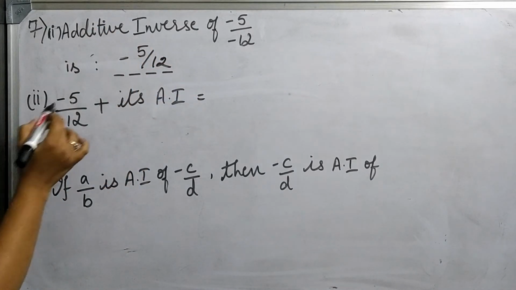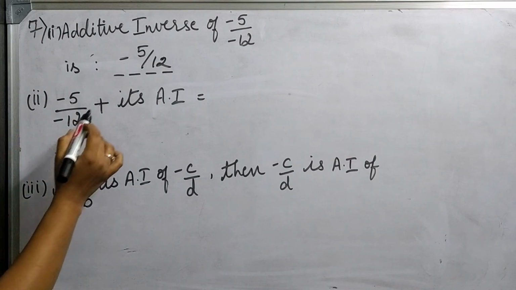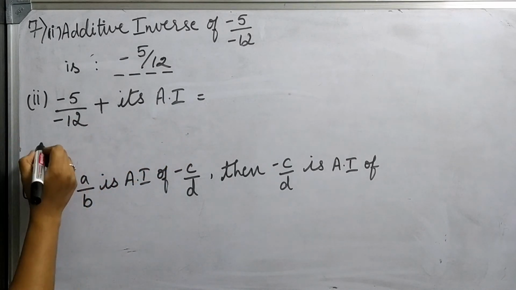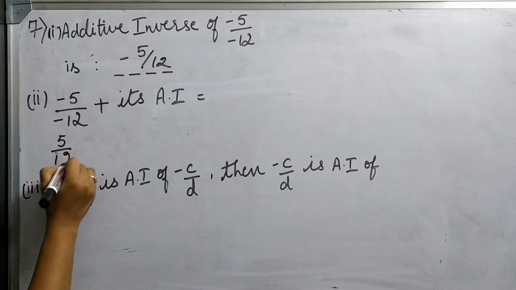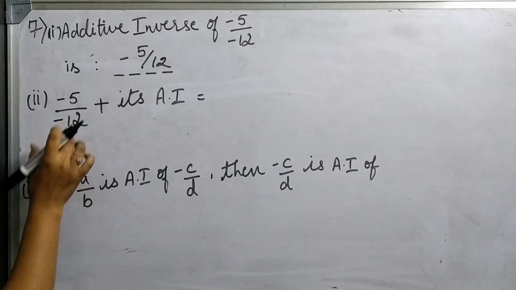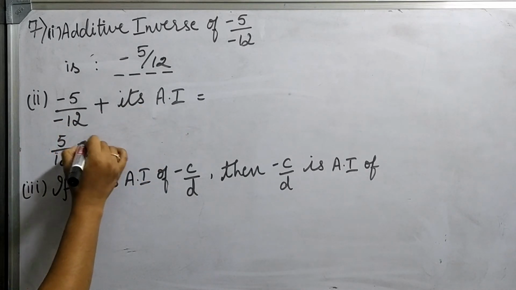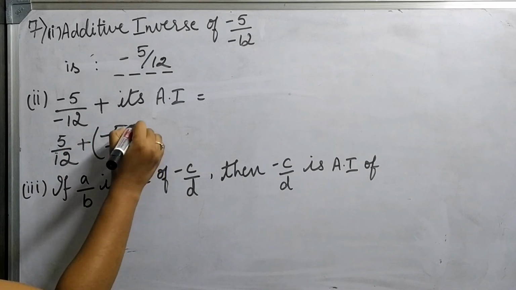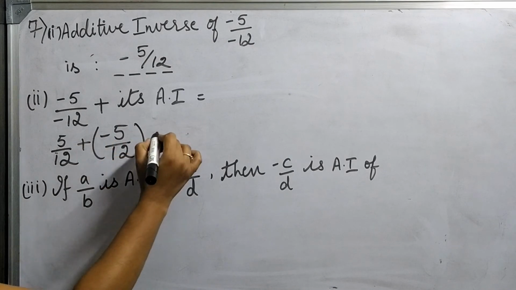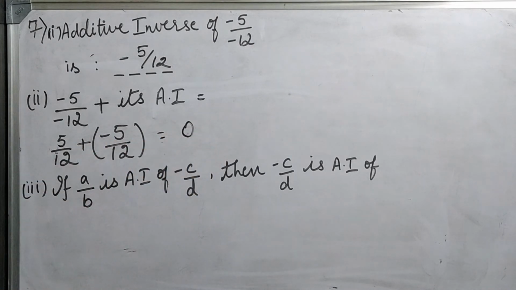Next one, minus 5 by minus 12 plus its additive inverse. So minus 5 by minus 12 is nothing but 5 by 12, plus its additive inverse. What is the additive inverse of 5 by 12? It is minus 5 by 12. What will we get? Plus 5 by 12 minus 5 by 12, which is equal to 0.